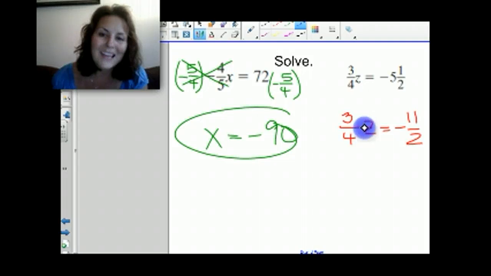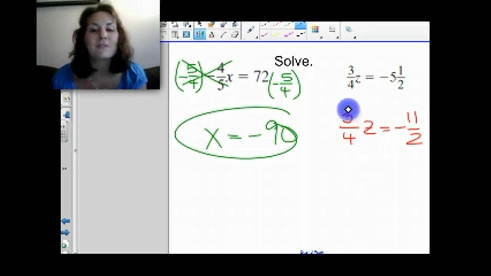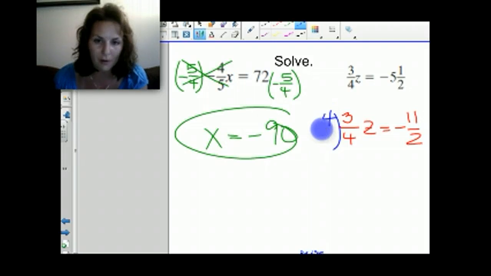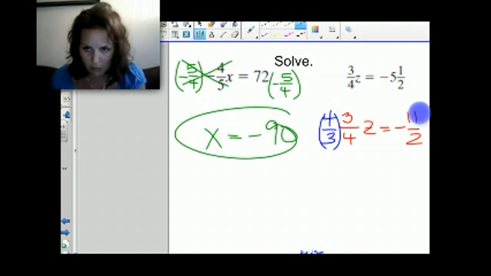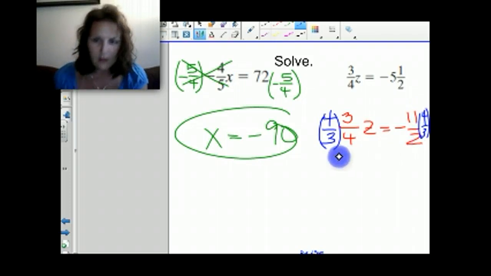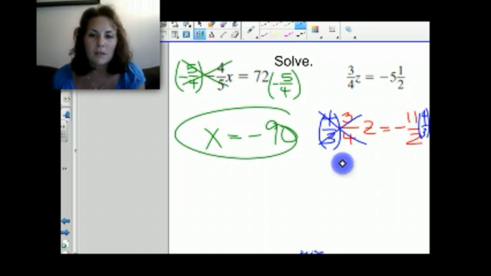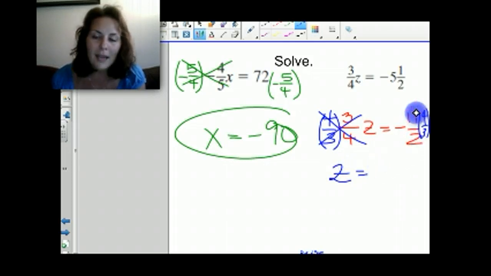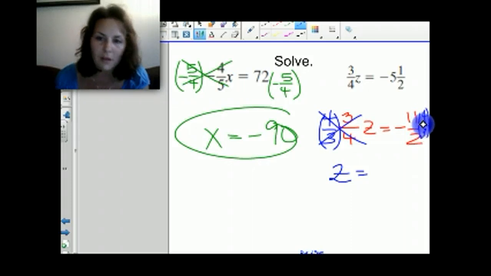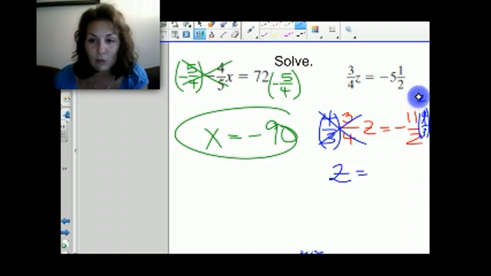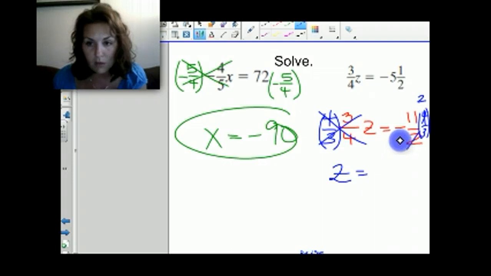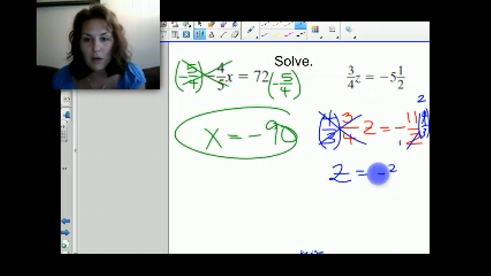Now, 3/4 times z, instead of dividing by 3/4, we multiply by the reciprocal, 4/3. Running out of room, 4/3. Alright, 4's cancel, 3's cancel. z equals negative 11 over 2 times 4/3. We can turn that 4 into a 2 and that 2 into a 1. So we get negative 22/3.